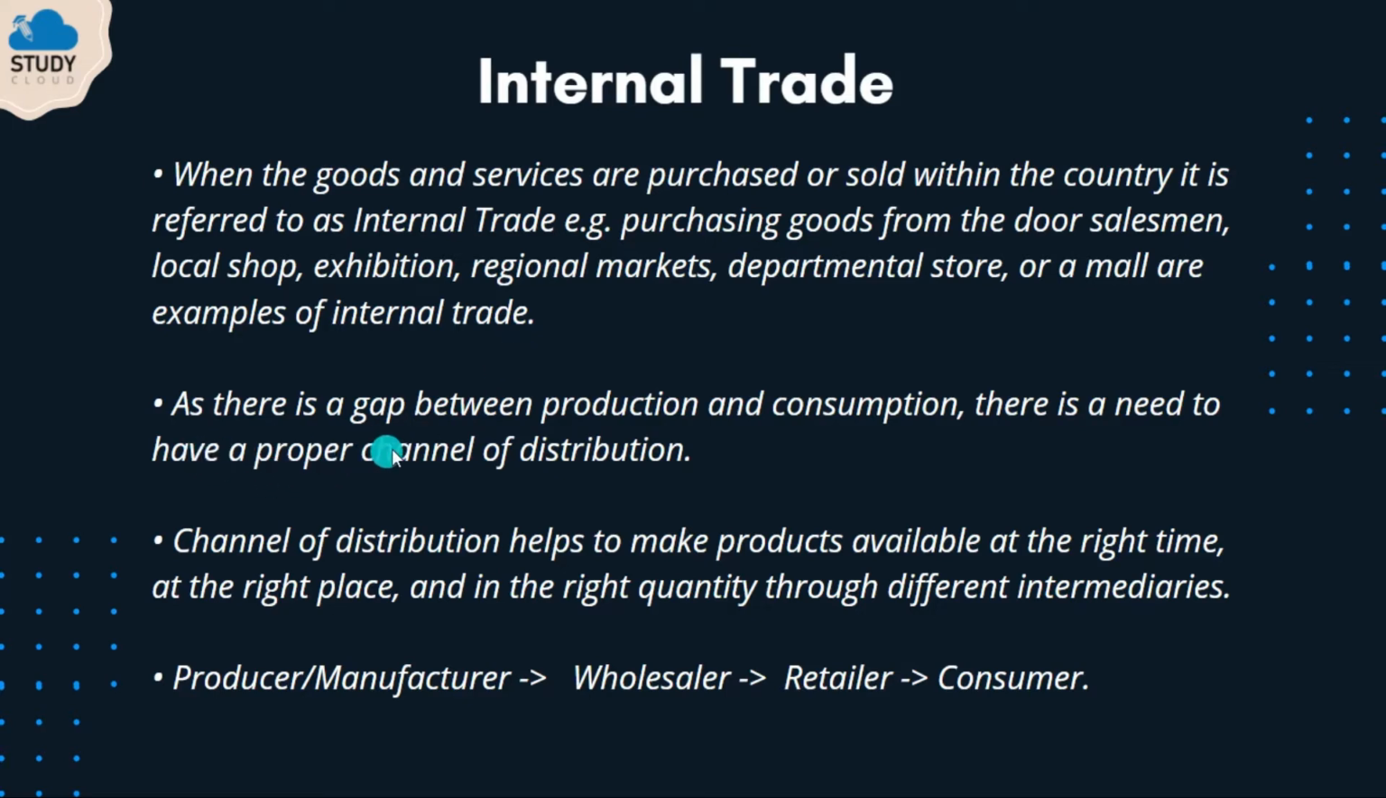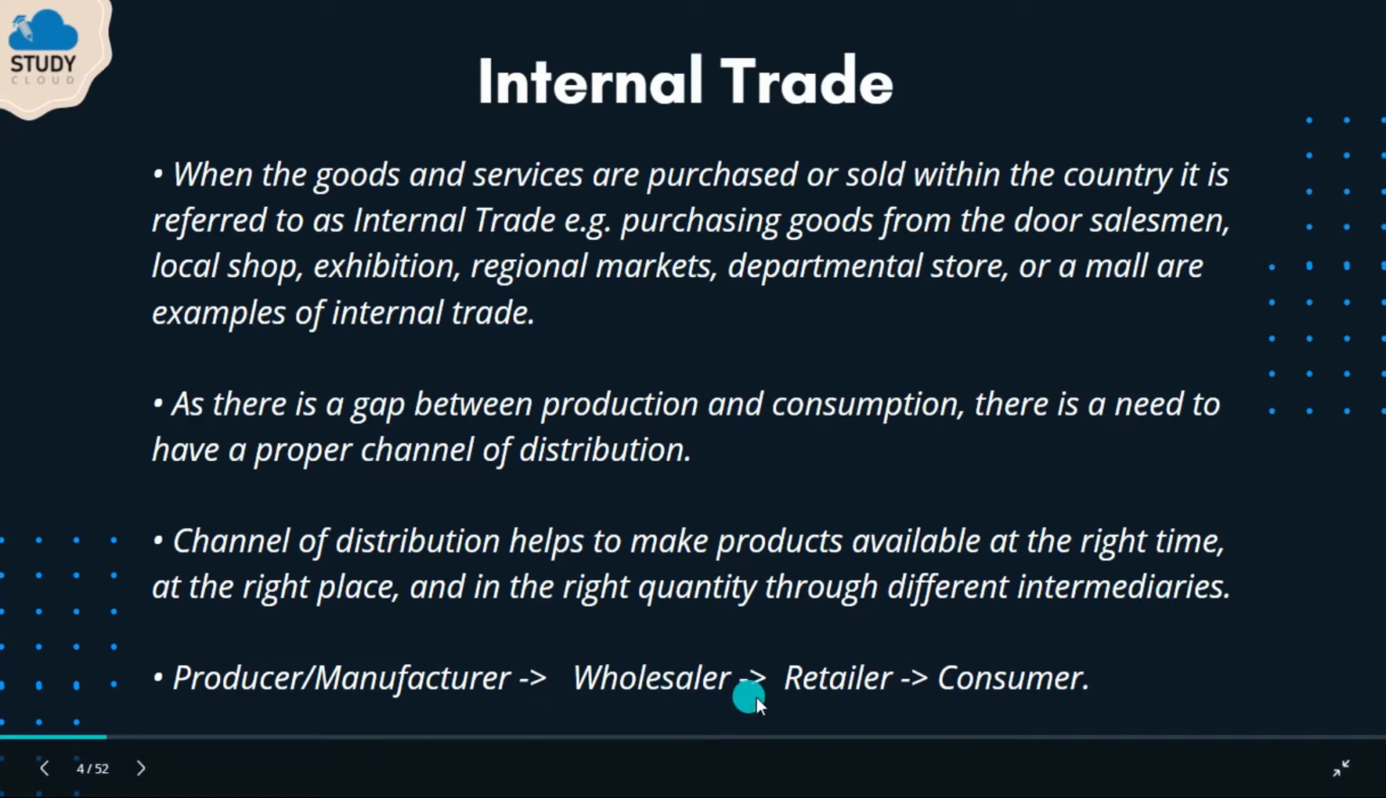Now, as there is a gap between production and consumption, there is a need to have a proper channel of distribution. Channel of distribution helps to make products available at the right time, at the right place, and in the right quantity through different intermediaries. What does it mean? Here there is the producer, the manufacturer, and here there is the consumer. The producer cannot directly sell goods to consumers, and consumers cannot directly pay producers. You require certain intermediaries, or we can say a proper channel of distribution.